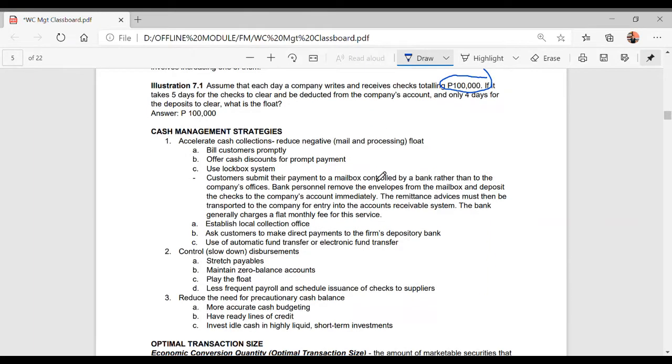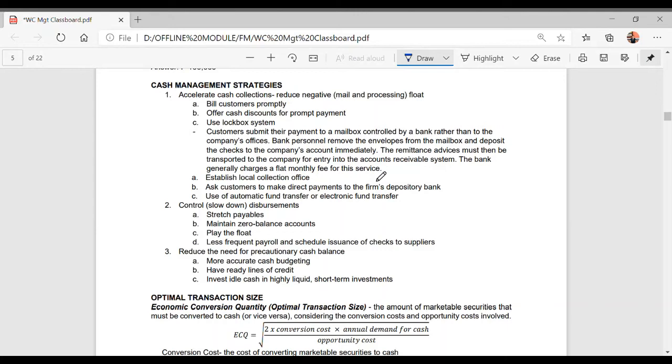Then, what would be the cash management strategy? So, first is you have to accelerate the cash collections. So, that would be reducing the negative float involved is the mailing and the processing. So, how would you do that? So, you bill customers promptly. Kinahanglan maningil gyud na on time. Forward or send our billing statements as soon as we can on a timely basis. Then we offer cash discounts to encourage our customers to pay on time.